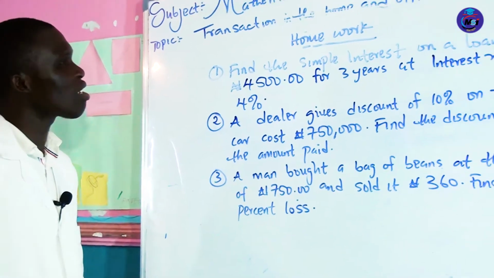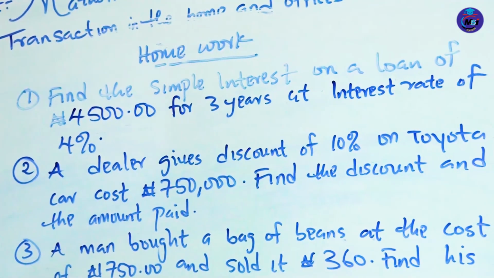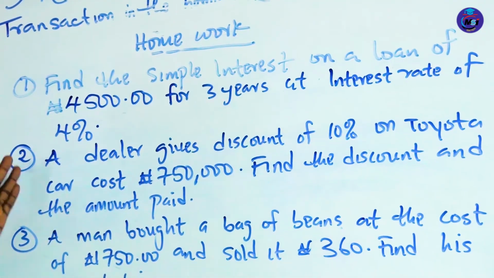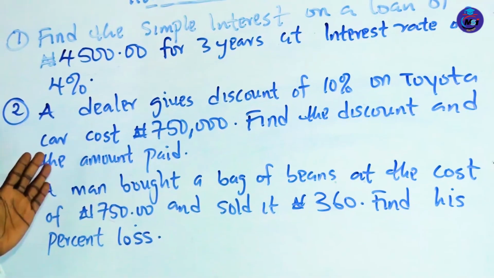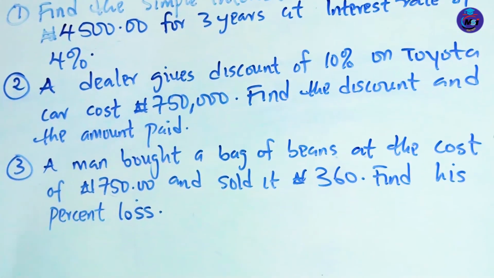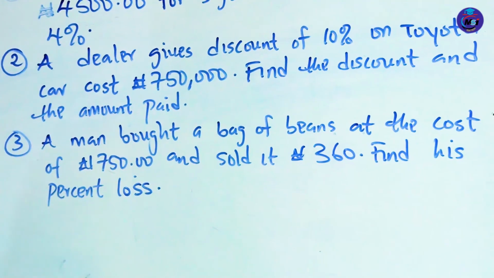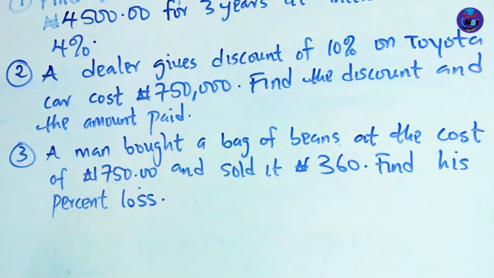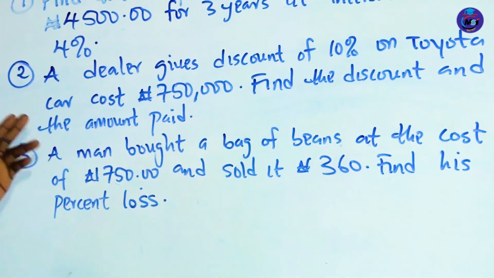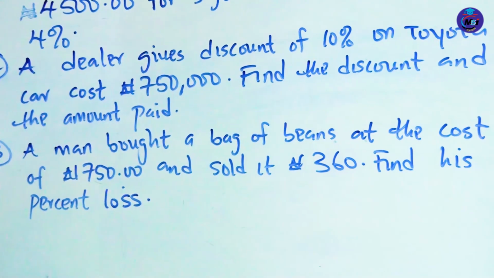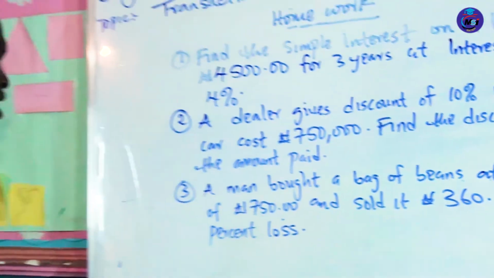Number 1, find the simple interest on a loan of 4,500 for 3 years at interest rate of 4%. Number 2, a dealer gives a discount of 10% on a Toyota car that costs 750,000 naira. Find the discount and the amount paid. The last question, a man bought a bag of beans at the cost of 750 naira and sold it for 360 naira. Find his percent loss.